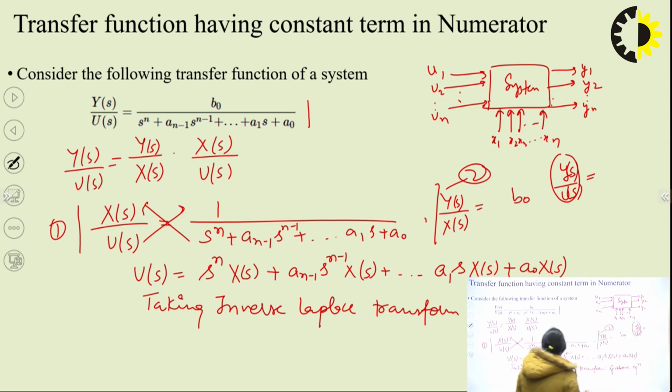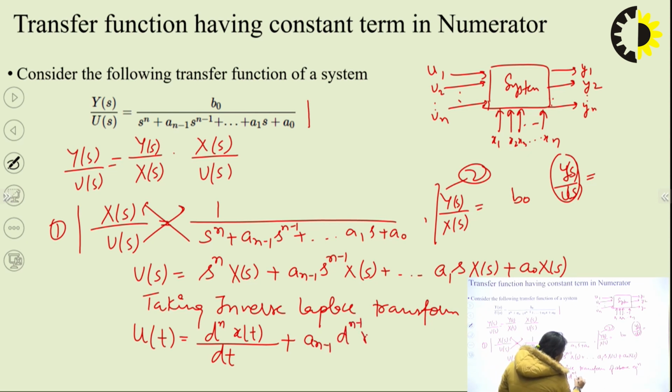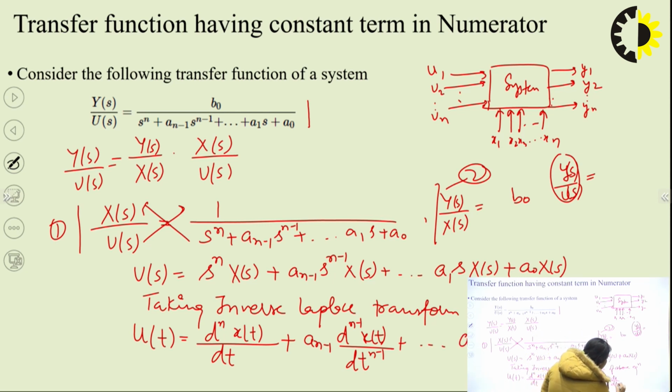So you'll get u(t) equals the nth time differentiation of x(t) plus a_{n-1}, a constant here, times d^{n-1}x(t)/dt^{n-1}, and so on up to a1 dx/dt plus a0 times x(t). Okay, a0 times x(t), right?